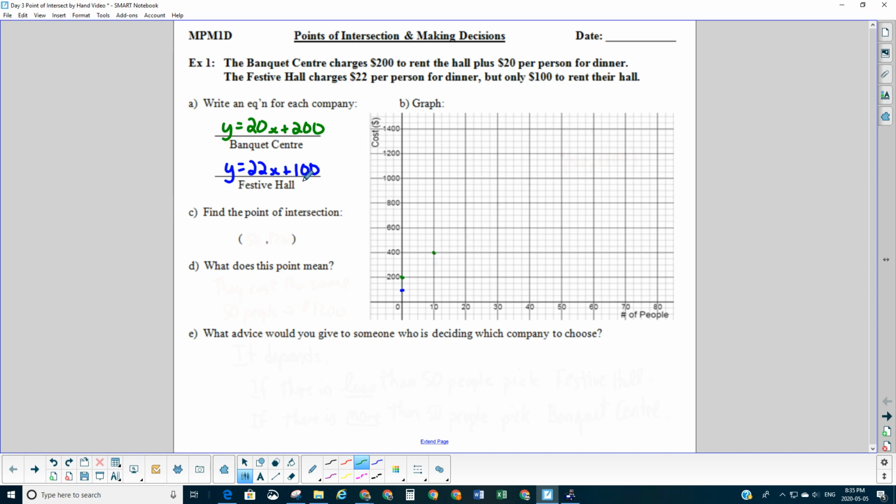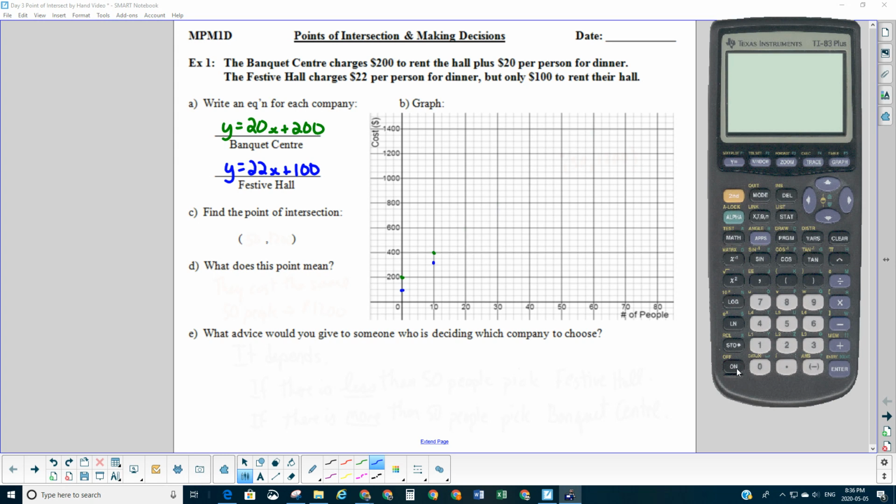All right, what about the blue company? The blue company, 10 people, is 22 times 10 is 220 plus $100 rate. That's going to be $320. Okay, so there's 300 right there. So it's just a little bit above that. Let's put a dot at $320. Now I can check that on my calculator if I wanted. So let's just do that last one there. 22 times 10 people is 220 plus the $100 fee, and we get 320.